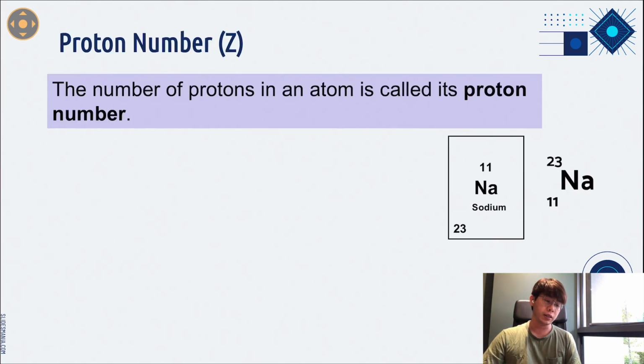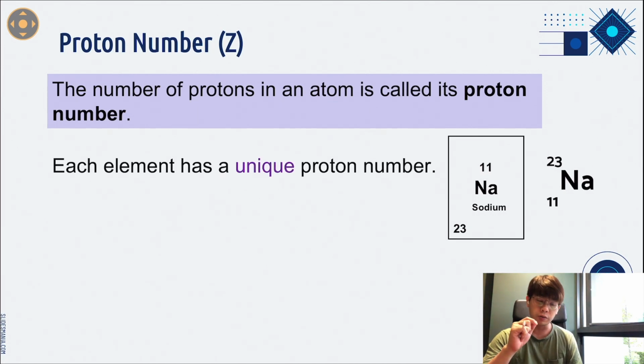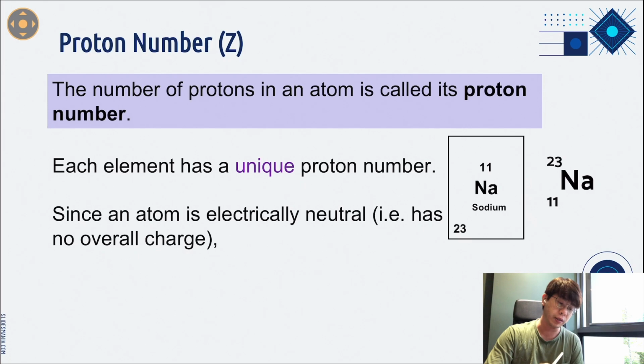So the first number is the proton number. The proton number is, as the name says, the number of protons in an atom. One thing that you must remember is that the proton number is unique to the element. So it's like the IC number of the element. It cannot change. Looking at the screen now, anything that has 11 as a proton number has to be sodium. 11 protons has to be sodium. If I give one more proton to sodium, from 11 to 12, it cannot be sodium anymore. So it's unique to the element.